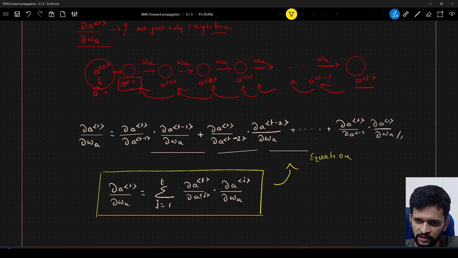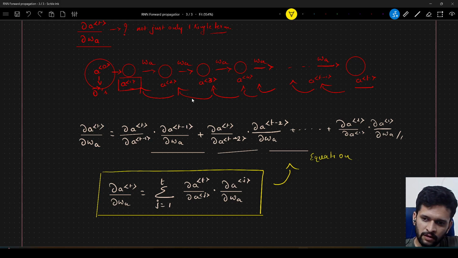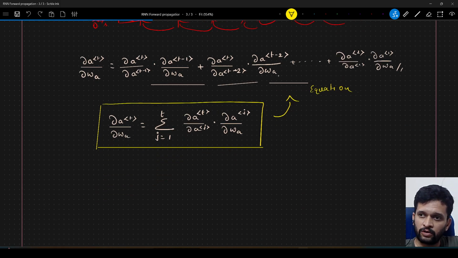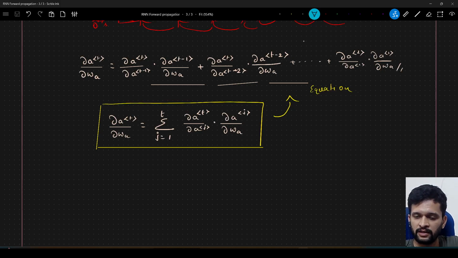Okay, so hope this is clear. So this is how we backpropagate in order to find the derivative of activation at time t with respect to weights A. Okay, now is this all? No, right? So a recurrent neural network is not that simple, correct?